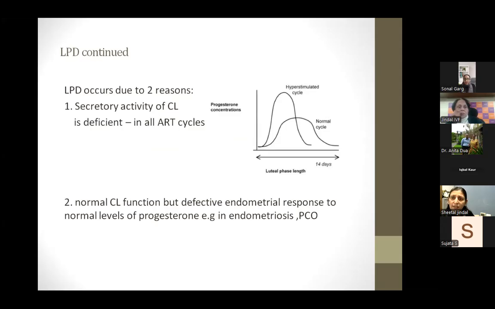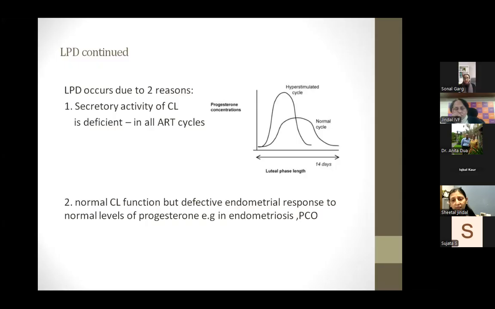Now, luteal phase defect can occur because of two reasons. First, as I already said, it could be because of the deficiency of the secretory activity of the corpus luteum, which is very commonly seen in all the ART cycles. In natural cycles, this luteal phase lasts approximately 11 to 14 days. Whereas in a hyperstimulated cycle, this luteal phase is shortened because of various reasons, which I'm going to describe in the next slide.